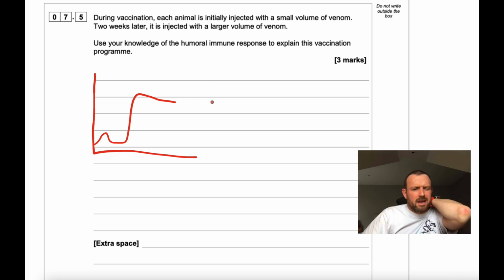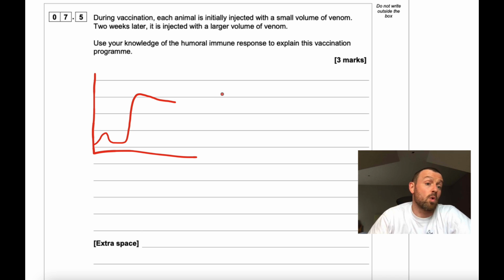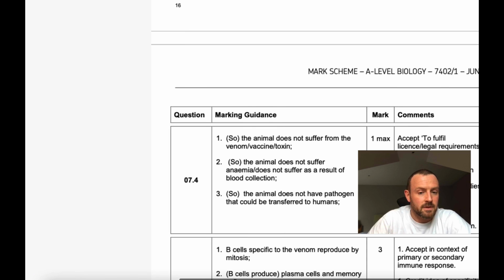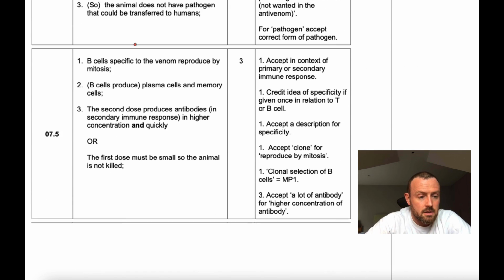Okay, and actually in real life, they probably do this more than twice. They might do it 5 or 6 times over a period of several months, until the horse is pumping out lots and lots of high quality antibodies for this venom. Let's look at the mark scheme.